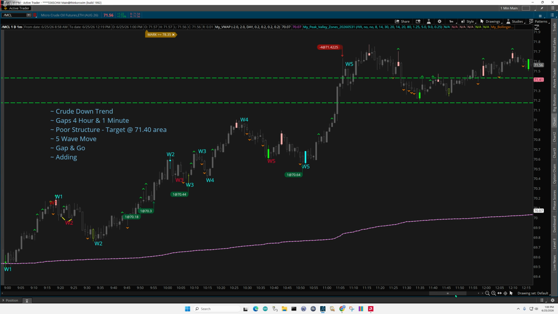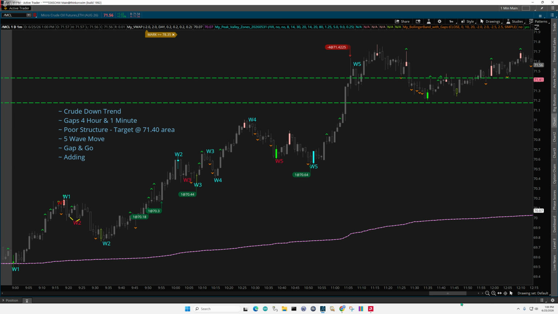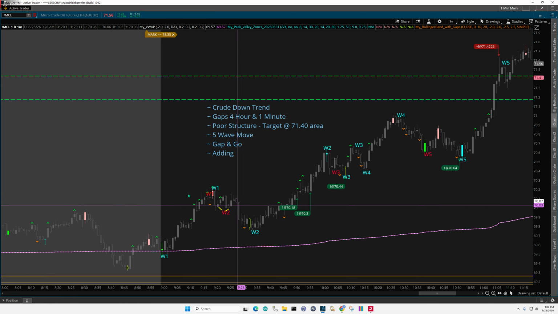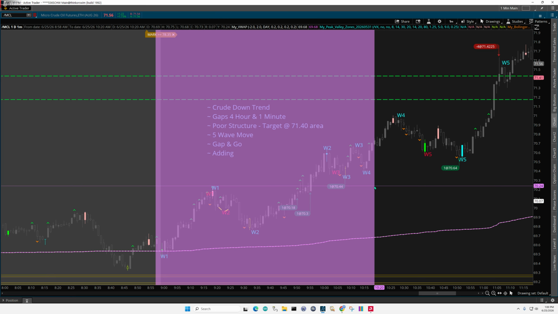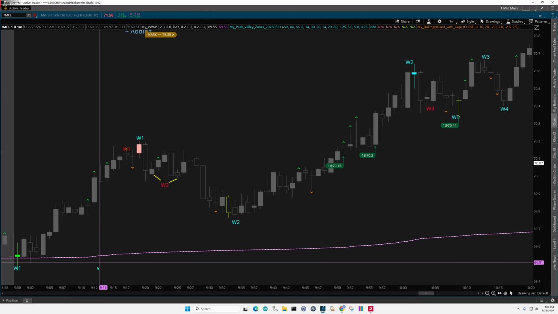Okay, so gap and go. Zoom in on that. Gap and go. Where you see these green wedges, this means that the candle body, the bottom, the open or the close, whichever is lower, is gapping above the previous candle body high, not the wick, not the tails. It only evaluates bodies. So this is gap and go. If you're bullish, you want to see gap and go.